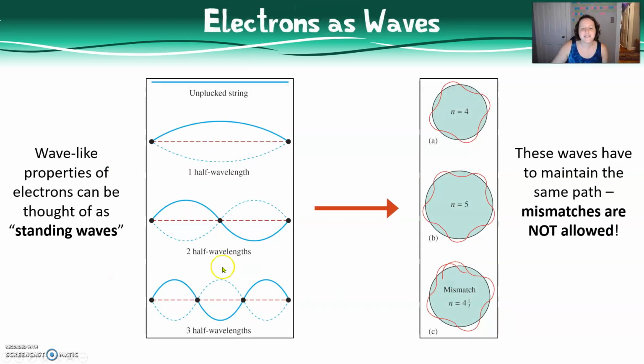To think about how these standing waves occur in an orbit around the nucleus, we need to connect the 2 fixed ends of the standing wave to make a circle. Then the n value for the energy levels represents the number of oscillating segments occurring within the diameter of the orbit, and mismatches for these oscillations are not allowed.